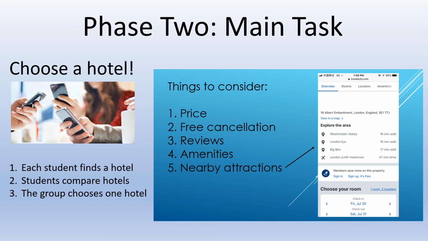In task-based language teaching terms, this is considered an opinion gap activity. The students need to present their opinions to each other in order to make a decision and complete the task. Finally, as a group, they fill out a worksheet with information about the hotel they have chosen.